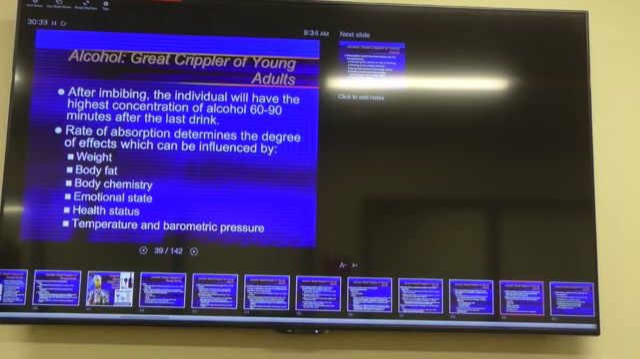Barometric pressure: if there's a storm moving in, it forces the alcohol into your system and you get drunk really fast. So as long as it's a sunny day, you're in good shape. But if you've got weather moving in, a hurricane, or a tornado, or a thunderstorm, now you're in a world of hurt and you need to stay away from alcohol because it'll move into your system really fast.